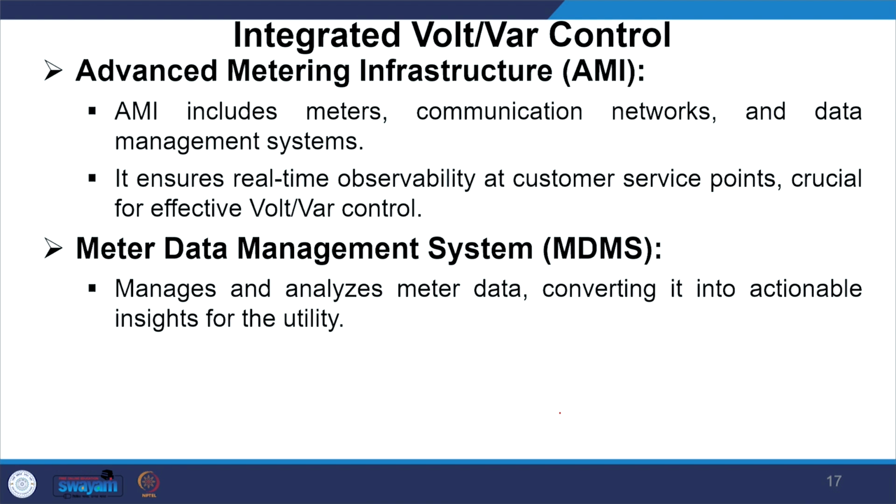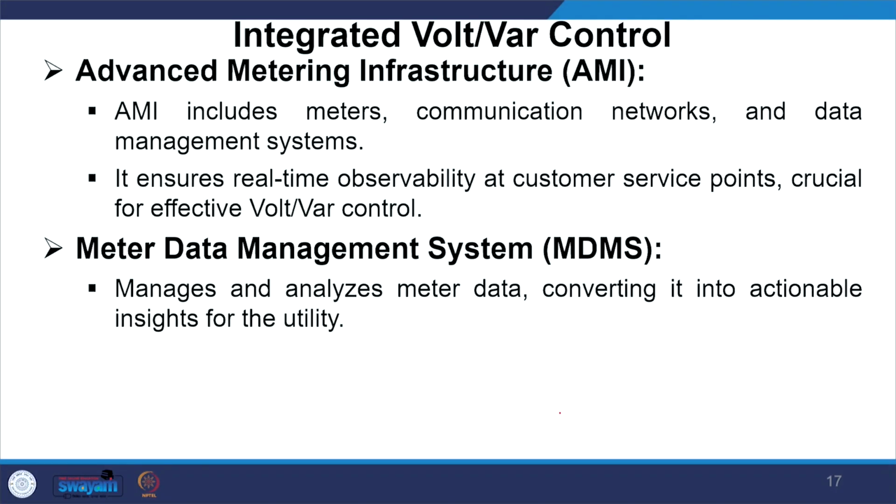Advanced metering infrastructure, that is AMI, includes meters, communication networks, and data management systems. It ensures real-time observability at customer service points, crucial for effective volt-var control. MDMS, that is Meter Data Management System, manages and analyzes meter data, converting it into actionable insights for the utility.